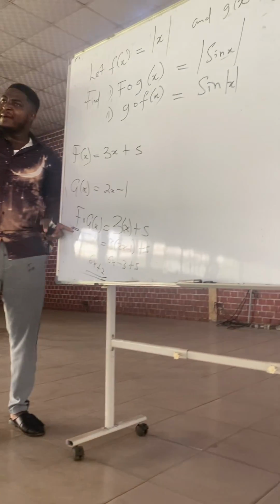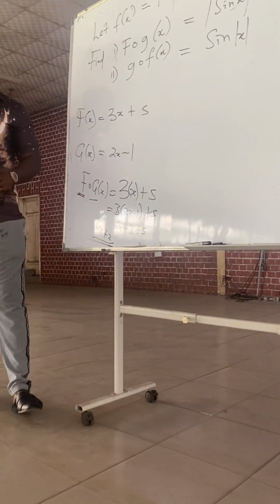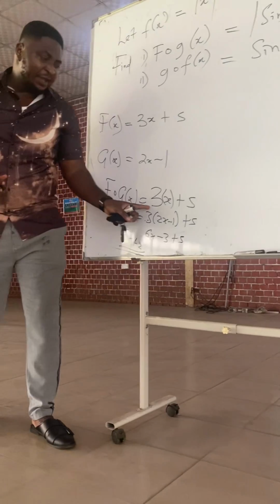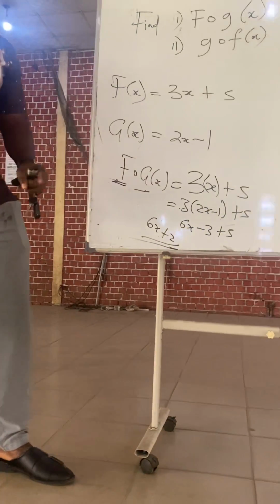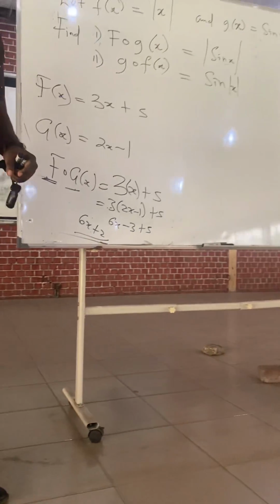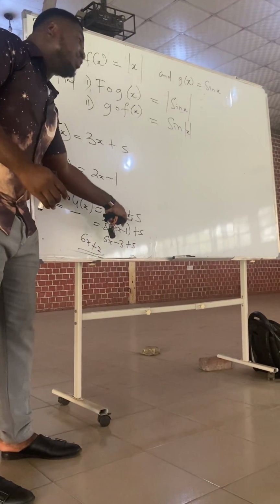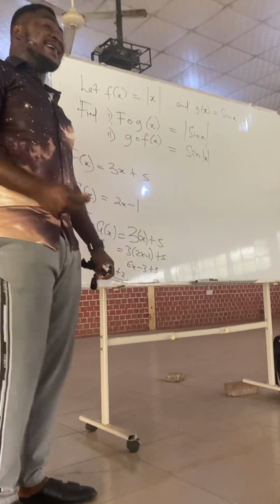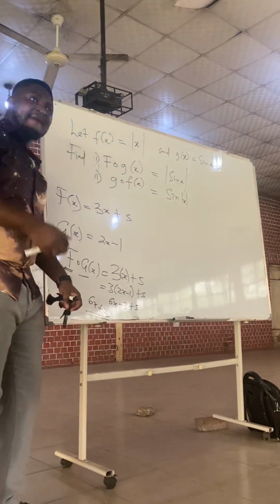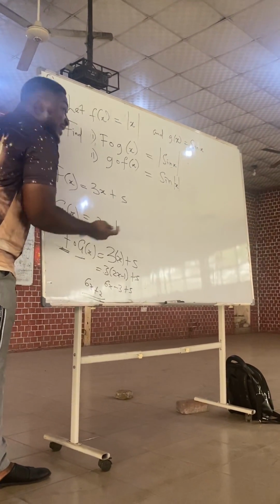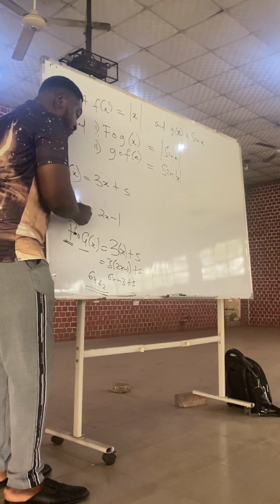Step 1, identify your primary and secondary. Step 2, write down your primary. Step 3, substitute for x your secondary function, or replace x with your secondary function. You can put it that way. In any place you see x, replace it with the secondary function. Who is secondary? G of x, which is what?